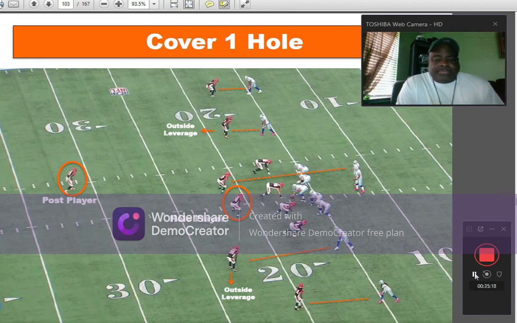Cover 1. As you look at that, everybody's playing man-to-man. You have a post player, he's the person back one high. And you have a hole player, sometimes called a rat, or just a hole player. He's going to try to take care of the underneath stuff, underneath the post player, the safety.